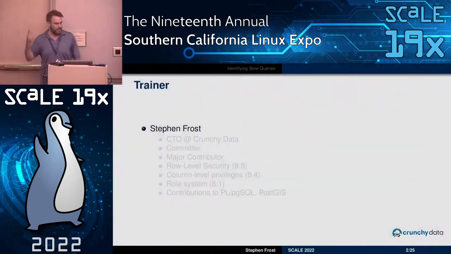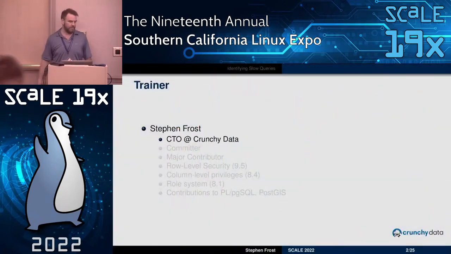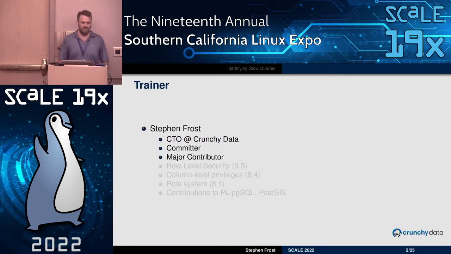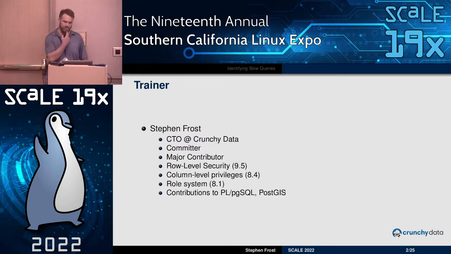Just to get into it, a little bit about me real quick. I'm Stephen Frost. I'm the Chief Technology Officer at Crunchy Data. I'm also a committer, major contributor. I've worked on row-level security, column privileges, the role system, contributions to various other things. So, been around Postgres for quite a while. Some of you might have heard we were on the panel yesterday. But that's enough about me.